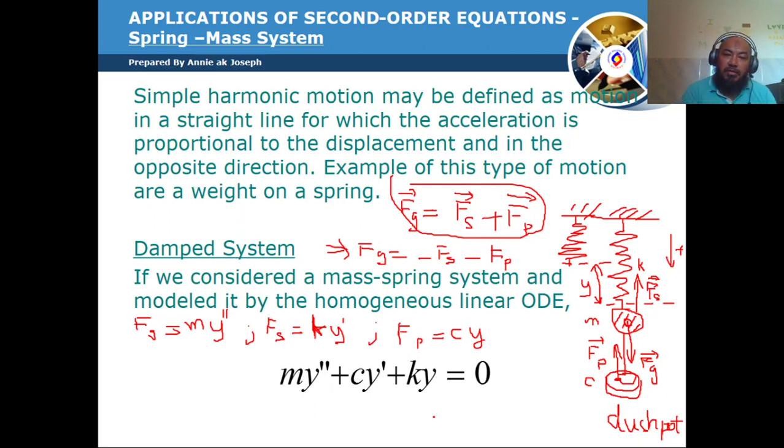Okay, so that's why we will get mass multiplied by the acceleration equal to minus Fs. So we have K y minus c y dash.